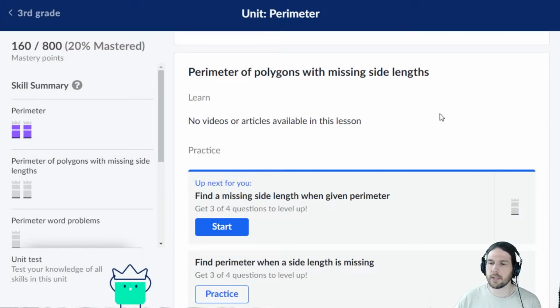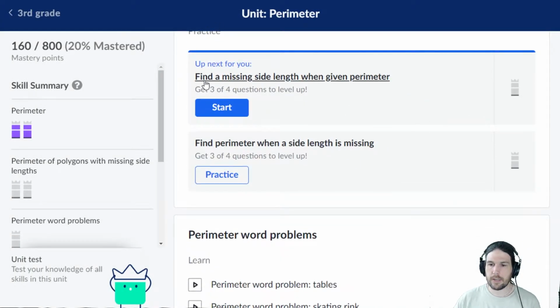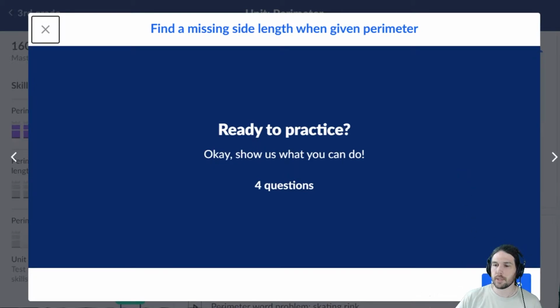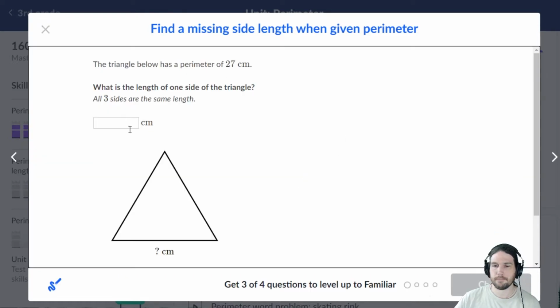Perimeters of polygons with missing side lengths. Finding a missing side length when given perimeter. So I imagine what we're going to be looking at here are problems where we're given the perimeter and we're trying to find a missing side length.